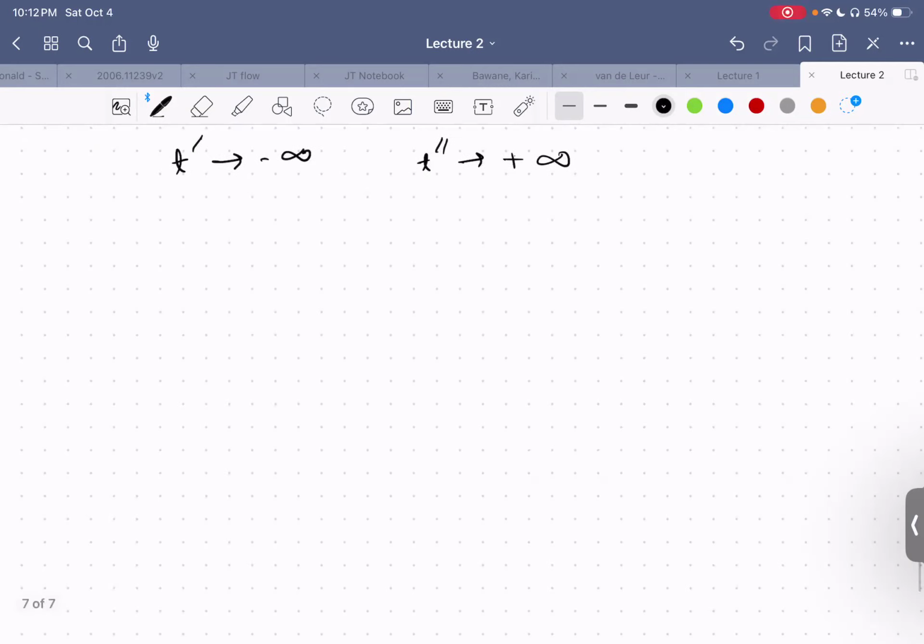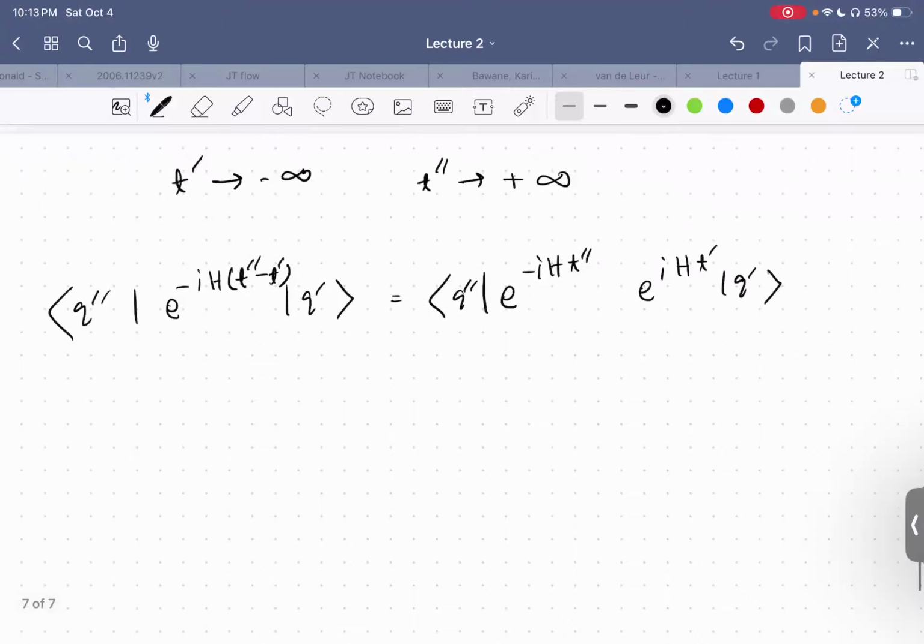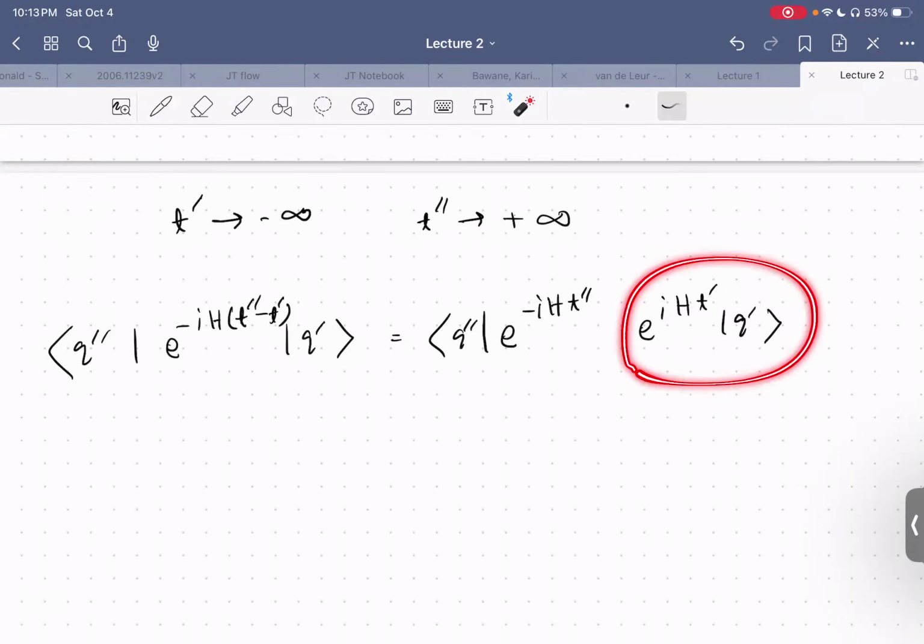Now, why is this a simplification? Let's look at the things that we were computing. You start at q prime, and then you evolve, and then you take the inner product. Now, let's separate this into two parts. Okay, let's see what happens to this part when we take this limit.